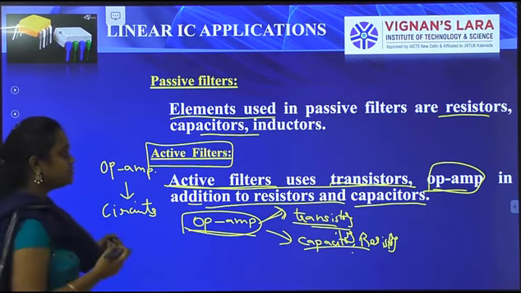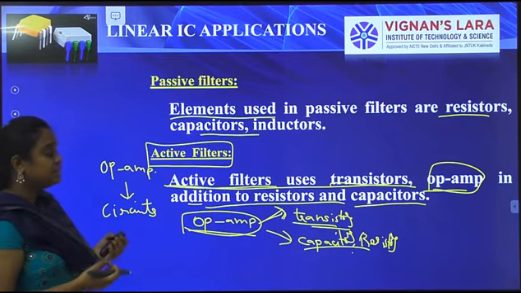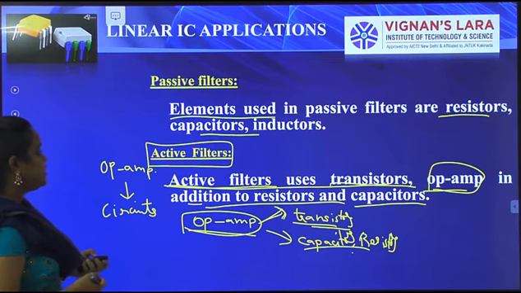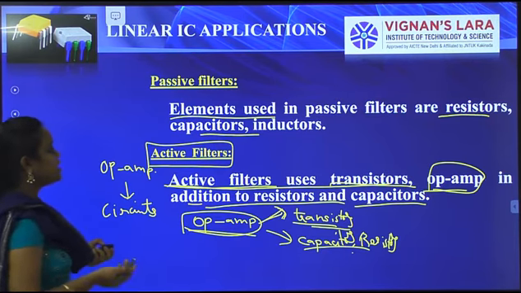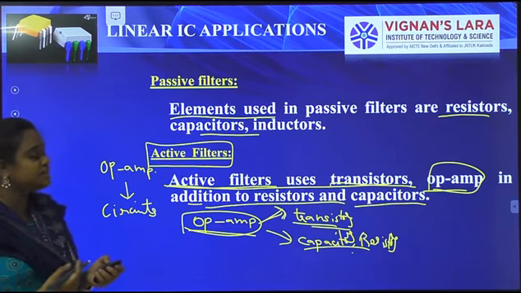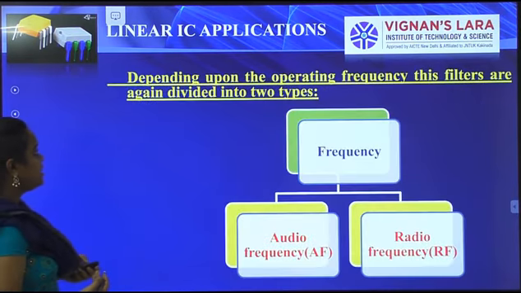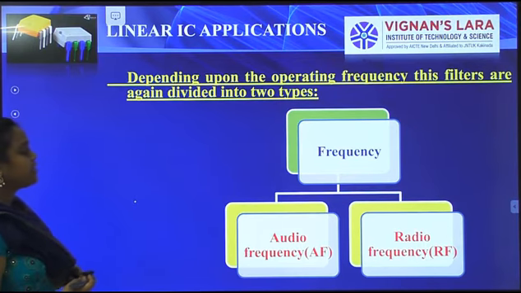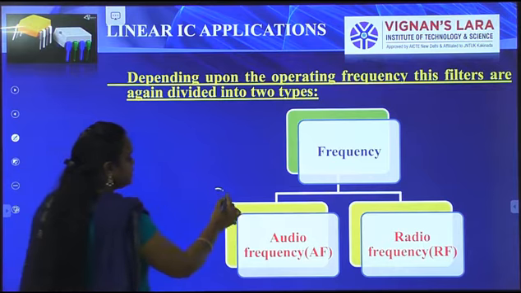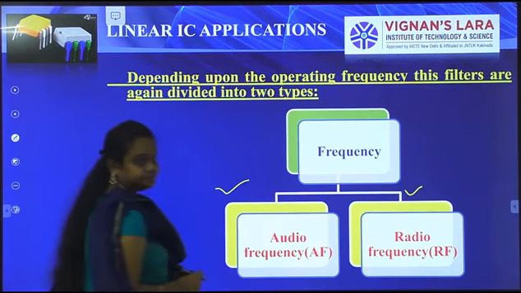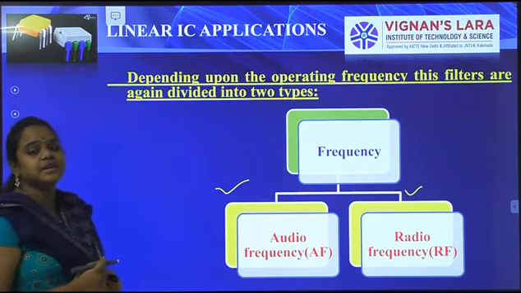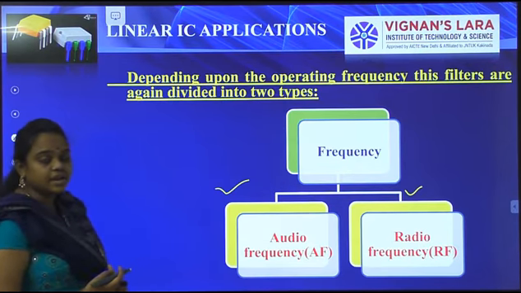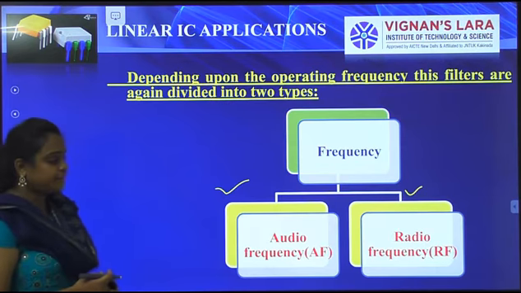Here, active filters use transistors and also op amp circuits for the designing of active filters. So it is called active filters. Whereas in the passive filters, we are using resistors, capacitors, and inductors. Depending upon the operating frequency, these filters are again classified into two types: RC frequency and radio frequency. Depending upon the frequency ranges we are going to use, the frequency is again classified into RC frequency and radio frequency here.